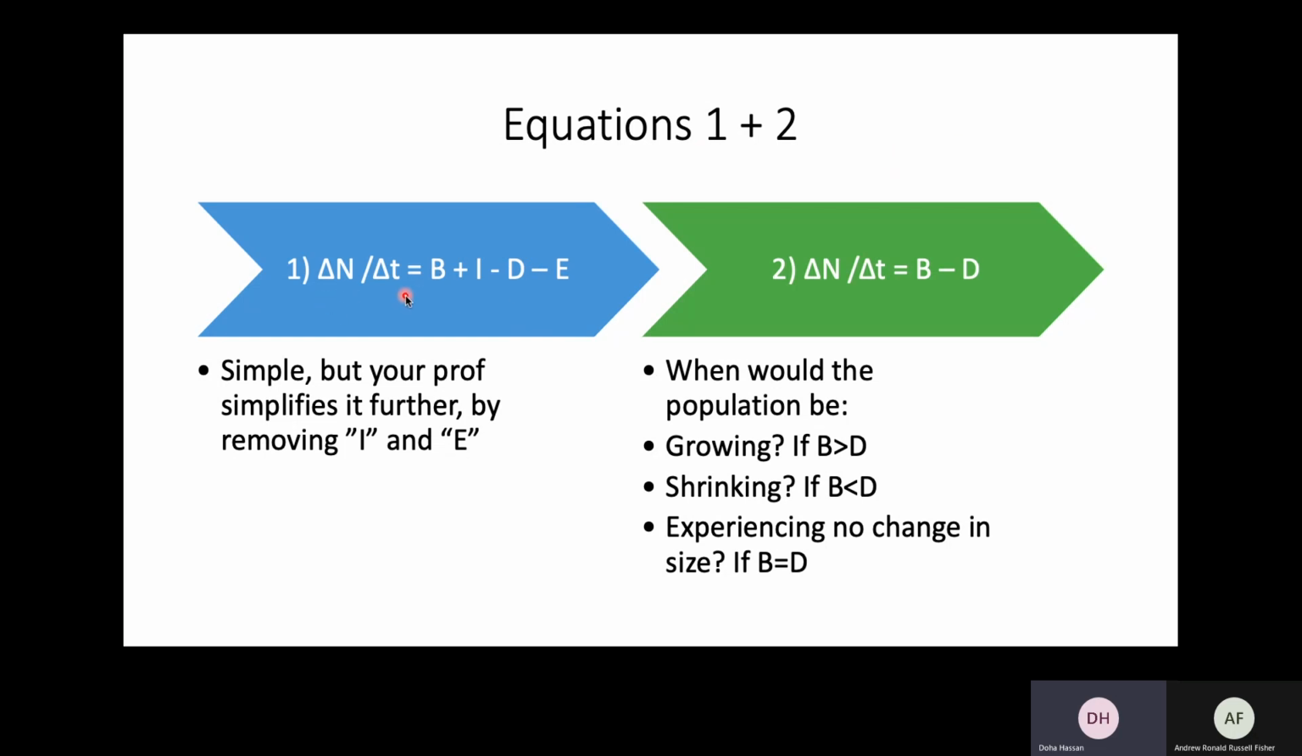So this first one's pretty simple and it makes sense. We already talked about it in words, but this time we're putting it with the variables we already talked about. Delta N over delta T is equal to B plus I minus D minus E. So this is exactly what we were saying: the change in the population size over time is equal to the number of births plus the number of immigrants minus the number of deaths minus the number of emigrants. And that makes sense because the latter two, D and E, are things that would decrease the population size, so it makes sense why those are both subtracted.